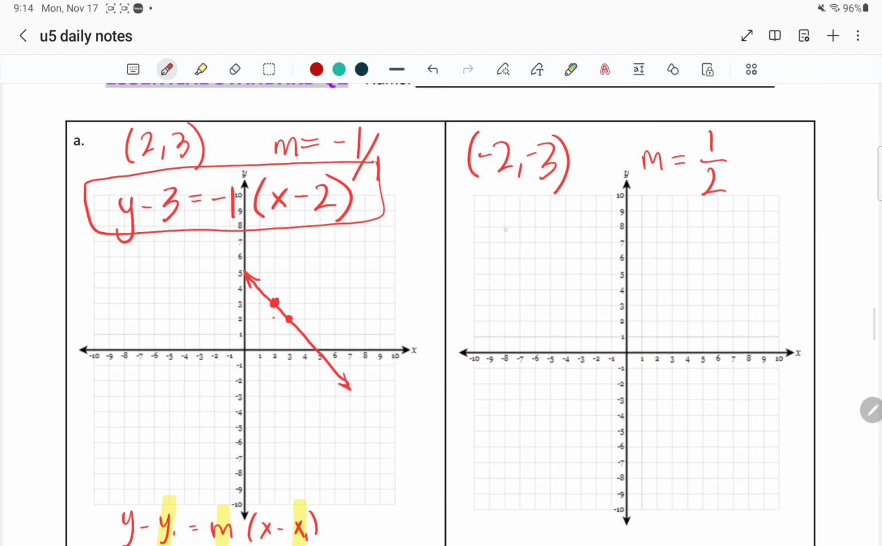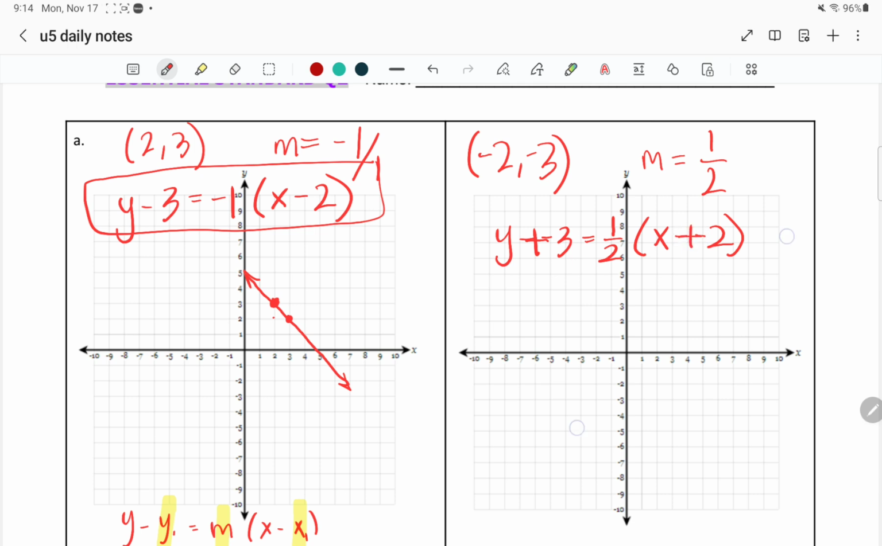Watch what happens, because this is the tricky part. This is where I see mistakes on the homework. Y minus my y value. My y value is -3. Double negative. Equals my slope times x minus my x value, which is -2. Double negative. That's okay. Delta Math will accept that. But if you don't like that, 2 negatives make a positive. So I would, in my formula, change those to pluses.